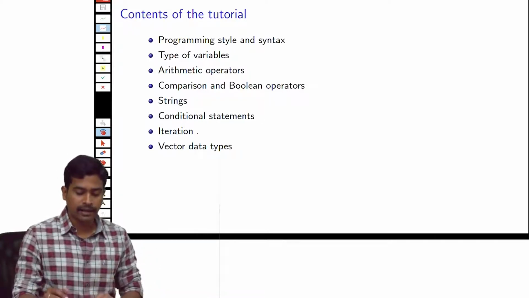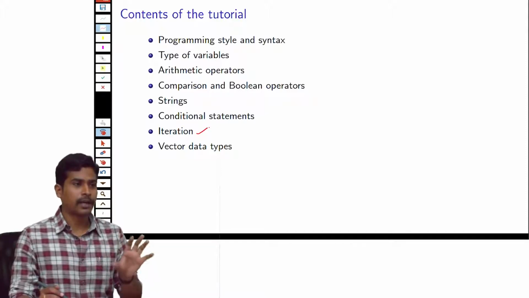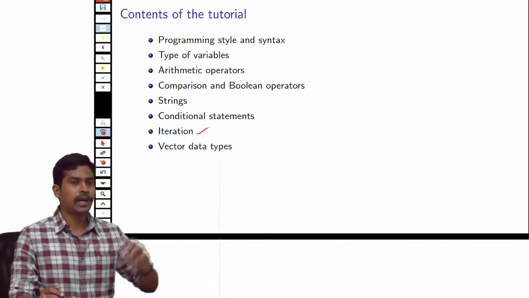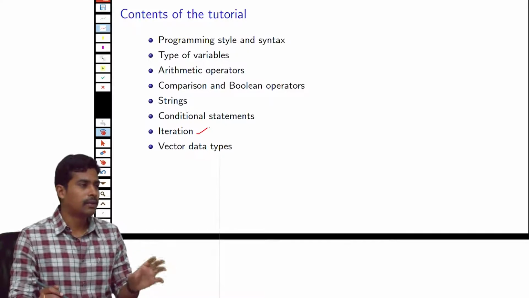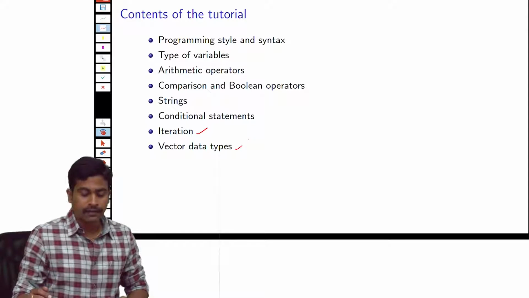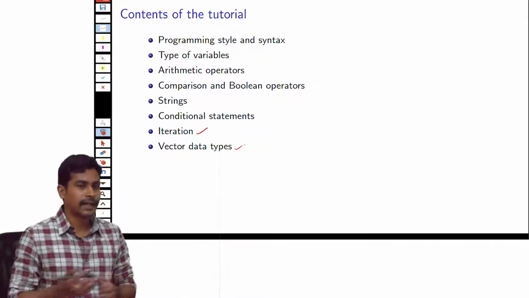Finally, the most important thing is iteration, because if you have some computation in your program and you want to do it many times, like 100 times, instead of writing the same code 100 times, you can use an iterative approach like a for loop or while loop to do it a number of times. And finally, we will see vector data types, which are like arrays, to store similar types of data.